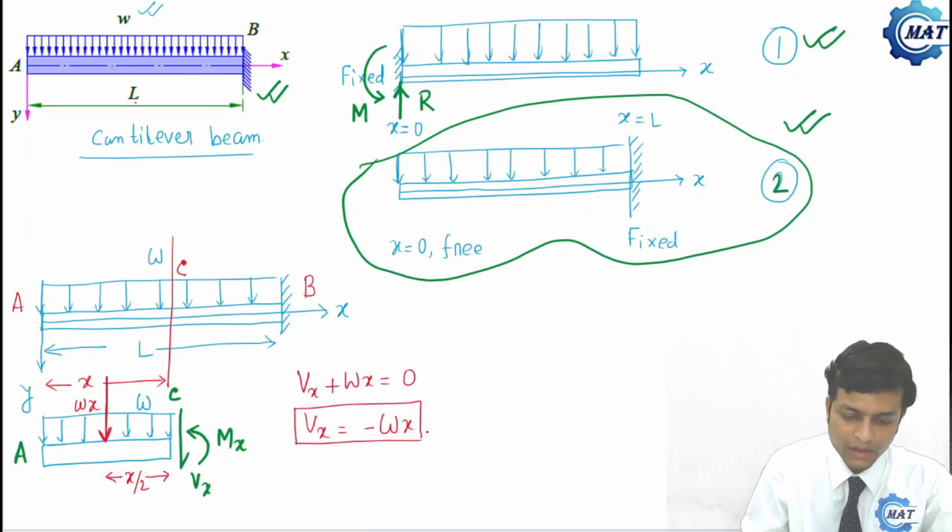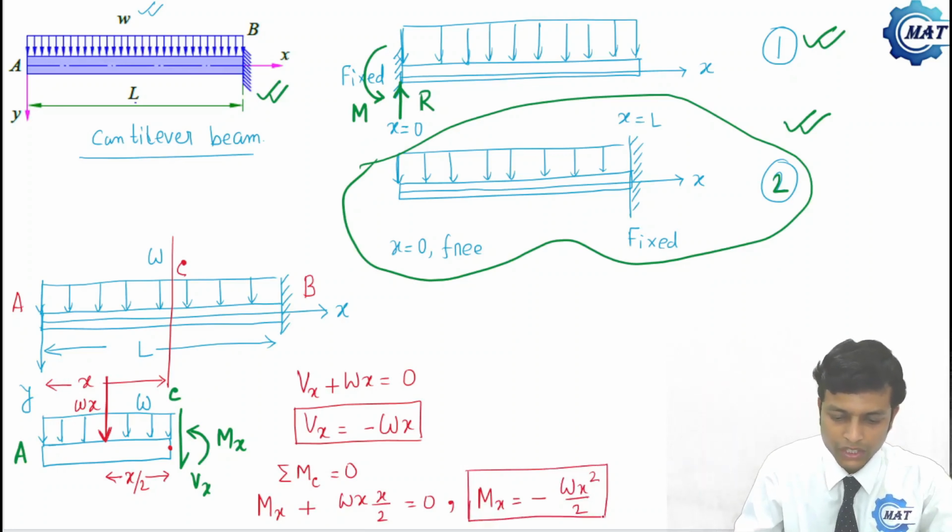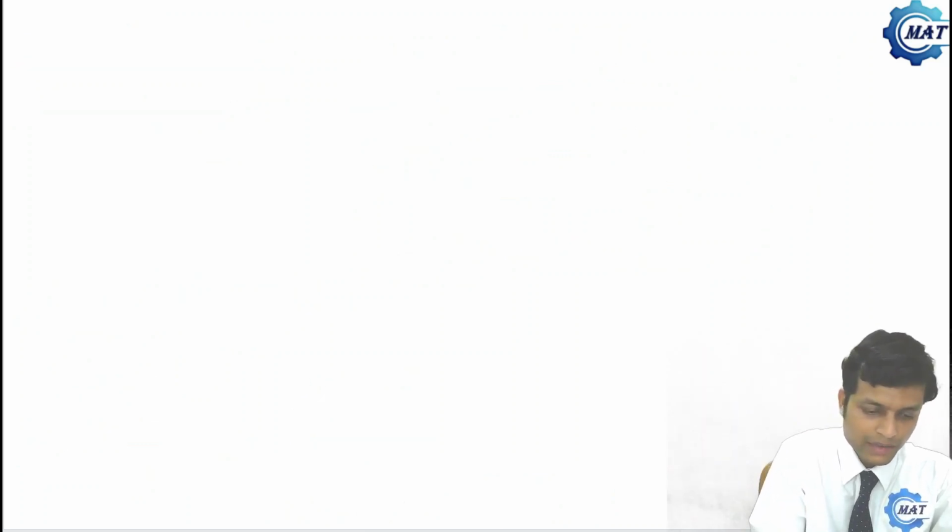Now if we take the summation of moments about point C as 0, what will we get? That is Mx plus wx into x by 2 is 0. That is, Mx will be minus wx square by 2. So we got both the expressions for Vx and Mx.